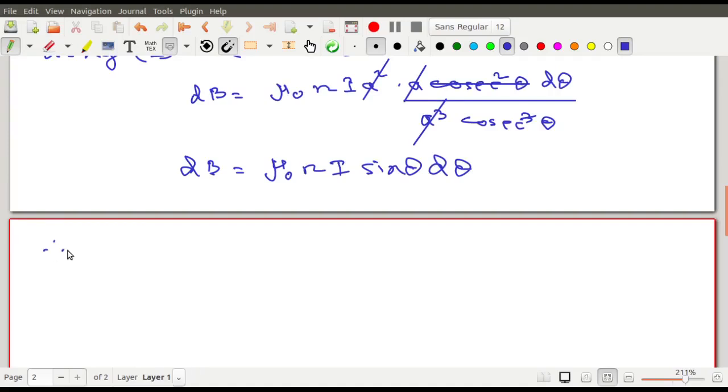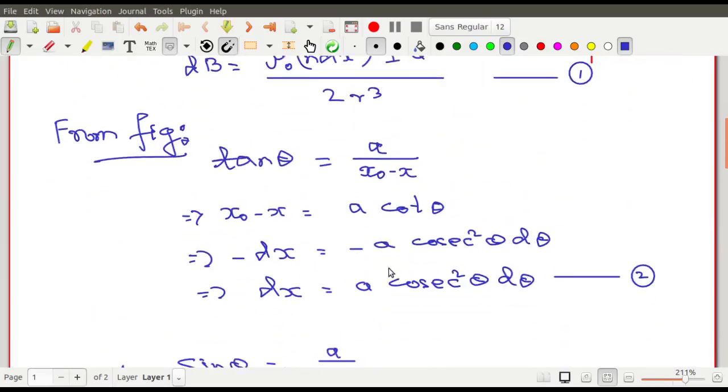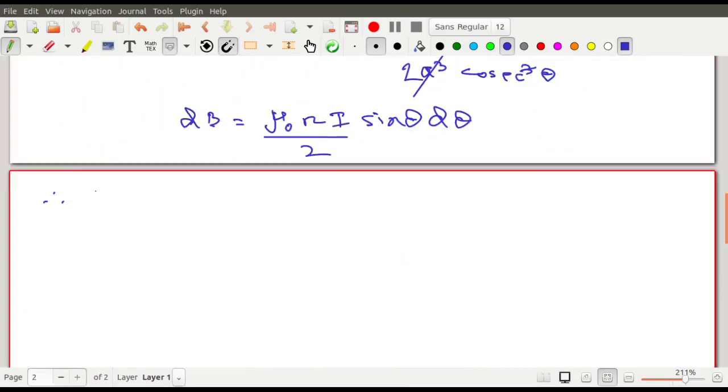So therefore what is the total magnetic field? I missed a 2 over here. There was a 2 below, it was 2r cube. Look, 2r cube. So this will be therefore the total magnetic field due to the entire solenoid.